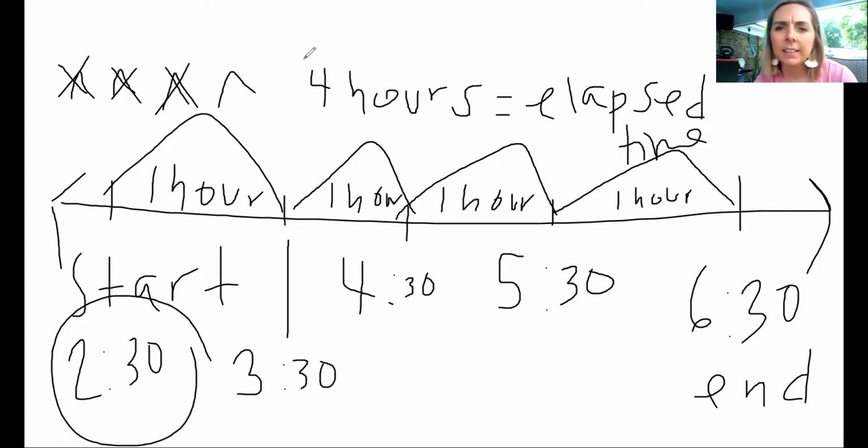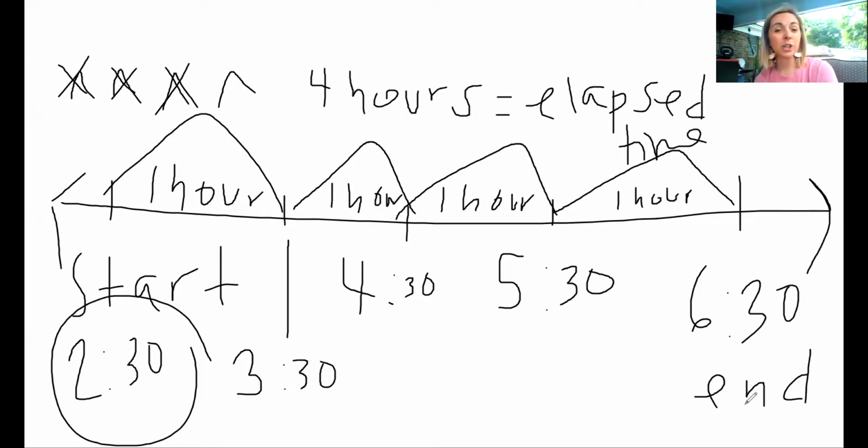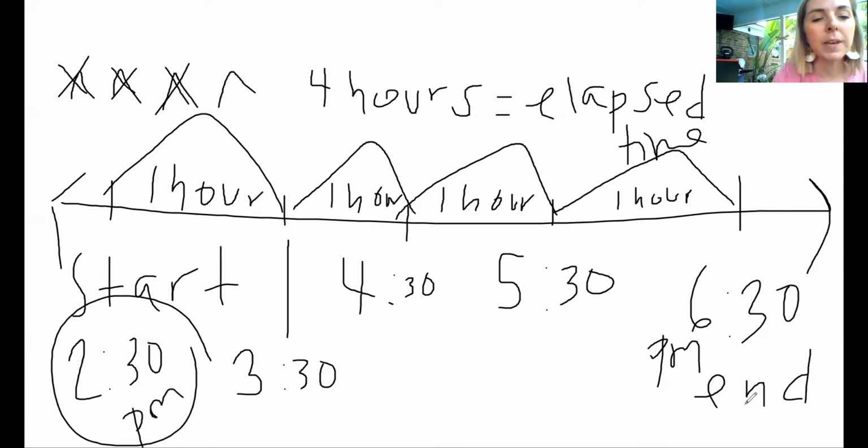And if I remember correctly, the problem does not say AM or PM, but we are some smart 3rd graders by now, and I know that you know this. So I'm going to say that Jeremy is probably not playing basketball at 2:30 in the morning. So he probably finished at 6:30 PM. That sounds like dinner time. So if I go back, I haven't changed from AM to PM yet. It was still 2:30 PM. So it was like he was playing basketball when school got out, okay?